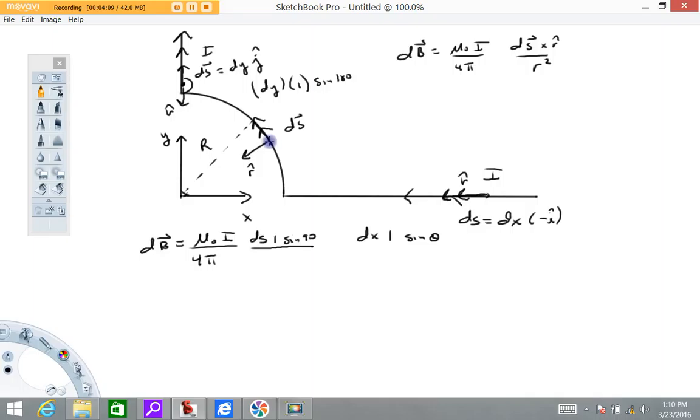So the r is the distance from this point to this point, which is what I'm calling the radius of the semicircle.